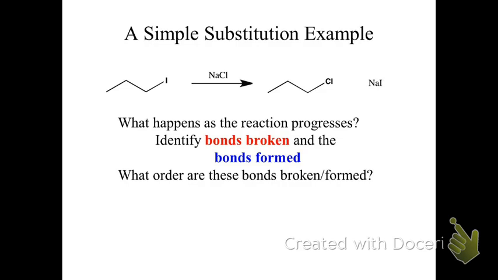If you look at this example, what bonds were broken? Is there any bond broken? Yes. Which bond broke? We've got a carbon-iodine bond that broke. Anything else broke? We've got now an Na-Cl bond broke. Anything form? We've got a carbon-chlorine bond that formed, and we also formed that sodium-iodine bond.